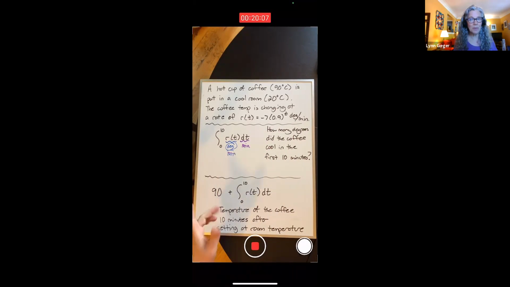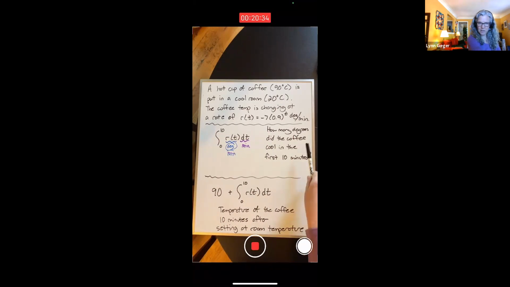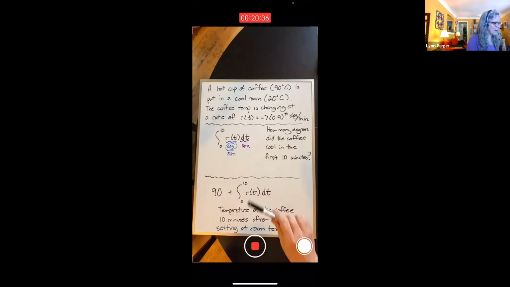Now, reasonable to assume coffee is going to be cooling. So after 10 minutes, the coffee should be less than 90 degrees, not more than 90 degrees. That means that this calculation, whatever that number happens to be, better be a negative number. If it's not, then something went wrong, because we would expect the total change in the coffee's temperature to be negative because the temperature of the coffee is decreasing. All right, now again, first off is just subtle distinctions between what question is being asked.